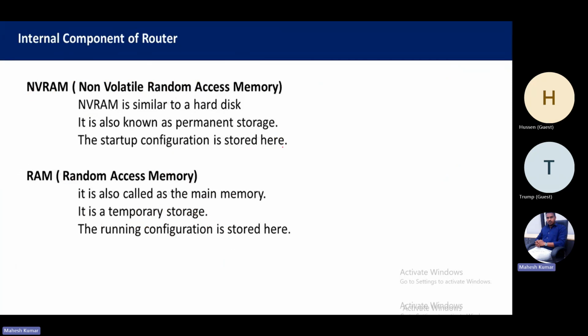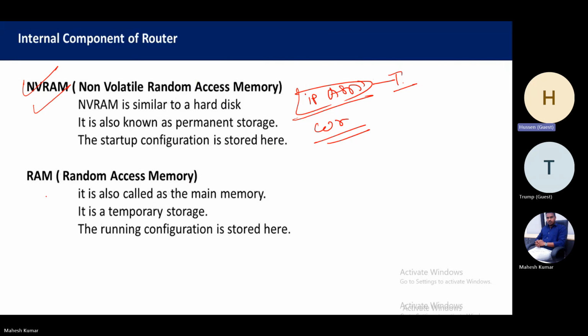After that, NVRAM is there. That is called non-volatile random access memory. NVRAM is similar to a hard disk. It is also known as permanent storage. The startup configuration is stored here. So let's suppose you are assigning an IP address to an interface, and you are saving the configuration. Whatever configuration you are doing, by the write command, it is going to be saved into the NVRAM. So it is like the hard drive of a PC.